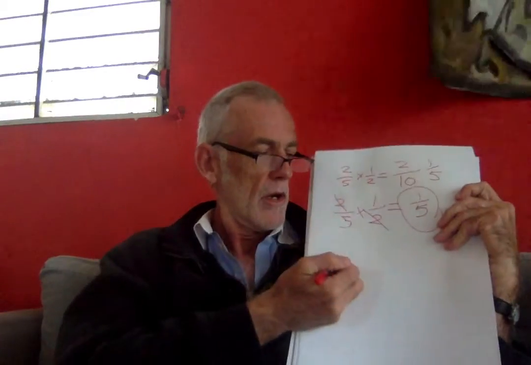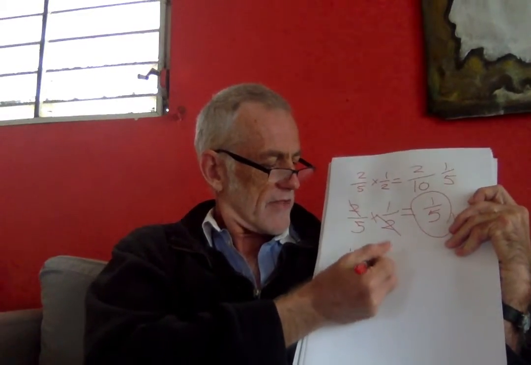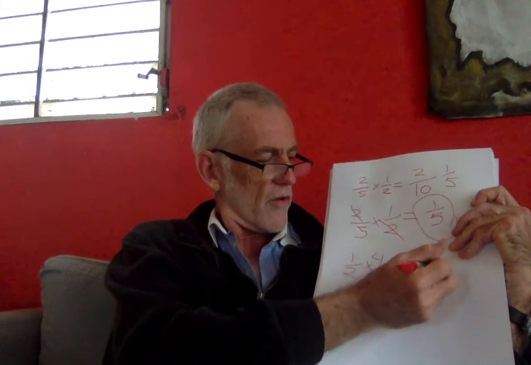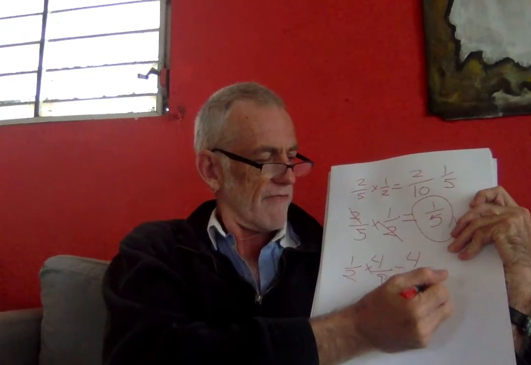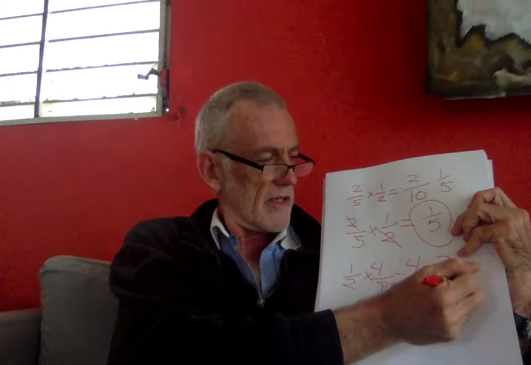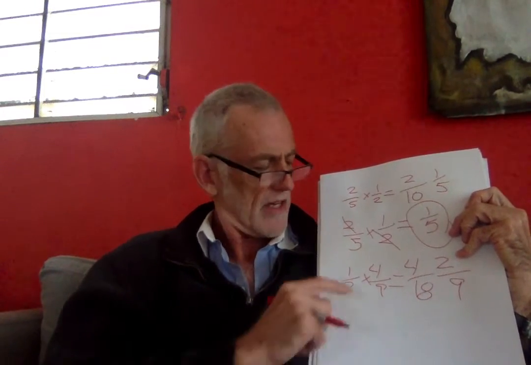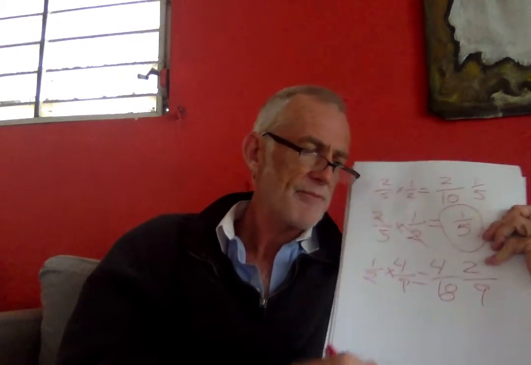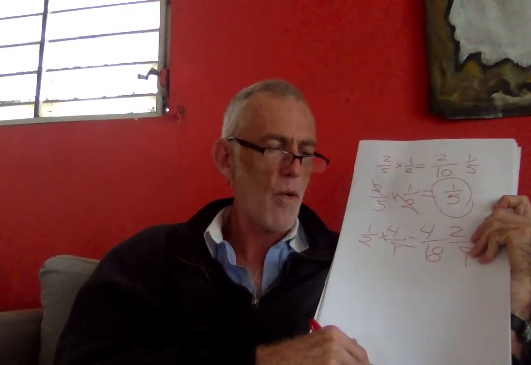Number 4. Multiply. Write in simplest form. 1/2 times 4/9. All right, let's do it. 1/2 times 4/9 equals 4 over 2 times 9 is 18. You can divide them both by 2. Of course you can. 2/9. Half of 4/9 is 2/9. Number 5. 4/5 times 5/6.